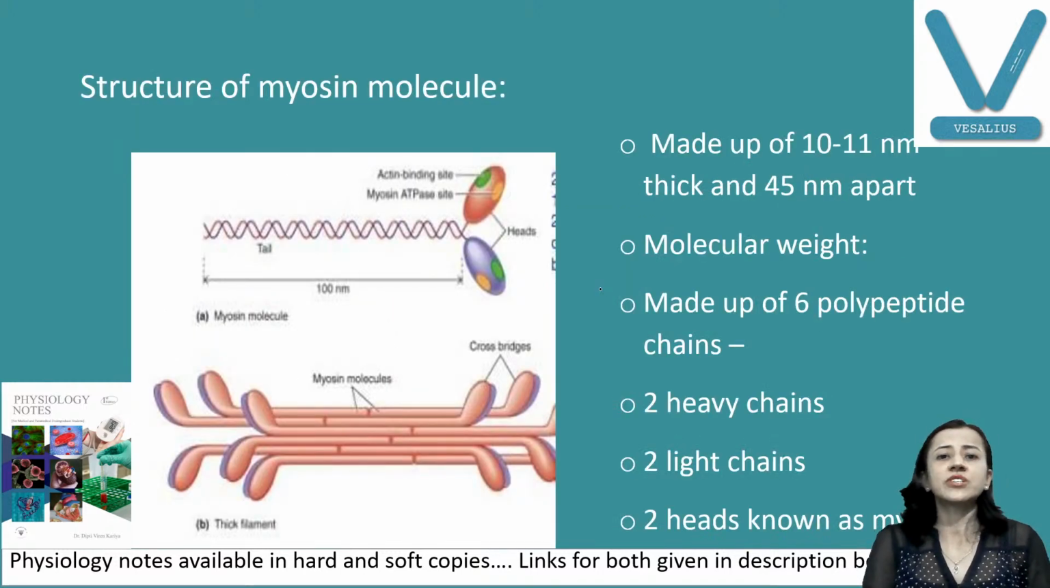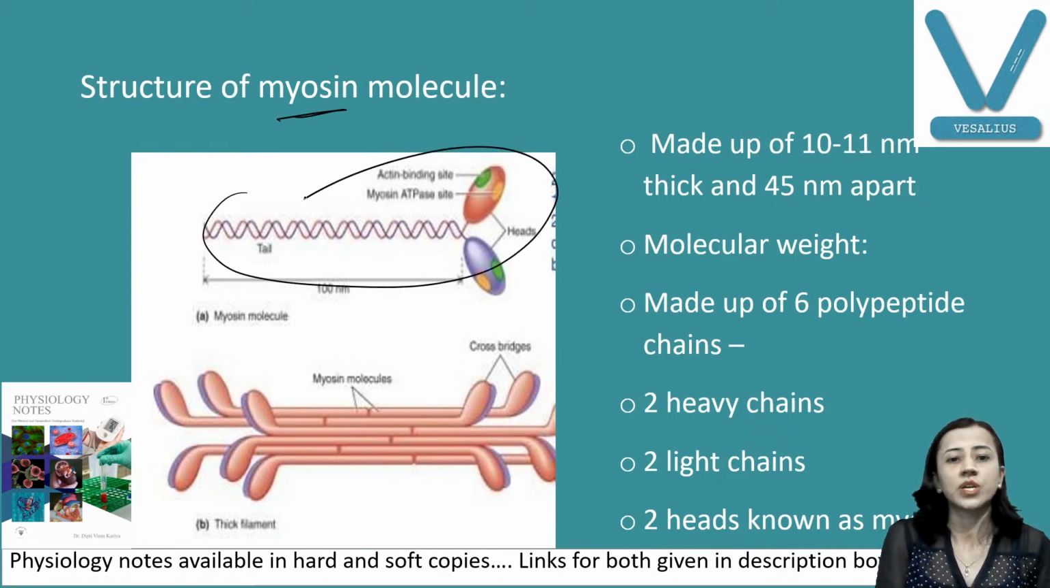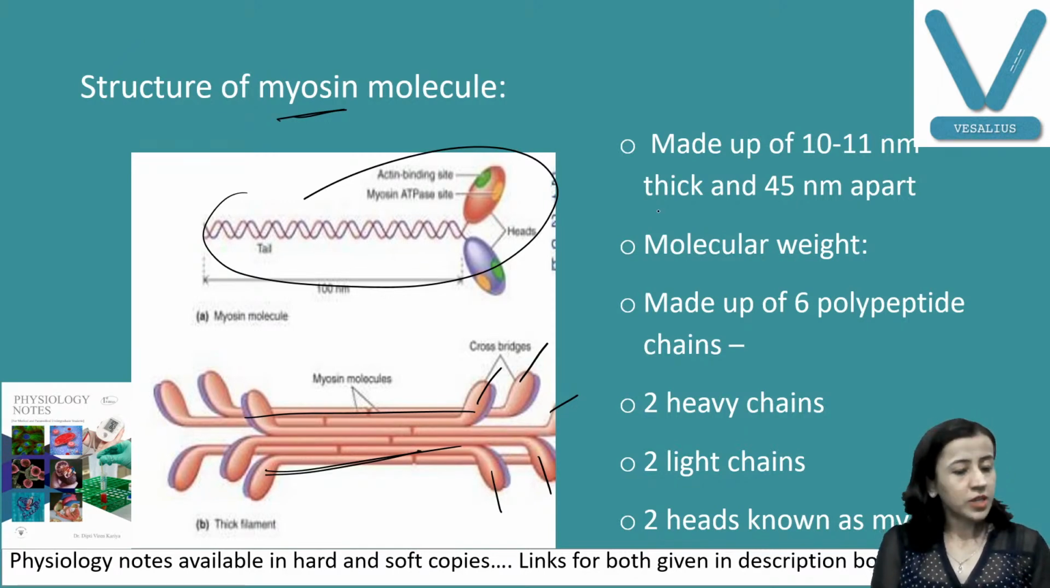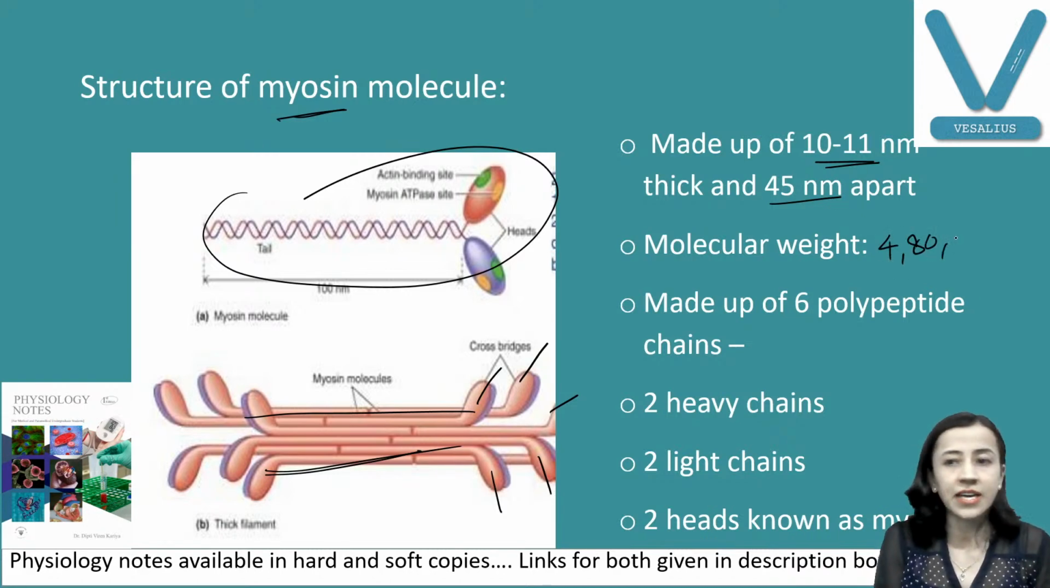Now we discuss the structure of the myosin molecule. You can see this is one molecule. You can see here multiple molecules. These molecules unite to form a filament. First of all, we'll discuss the myosin molecules, how they work. They are 10 to 11 nanometer thick and 45 nanometer apart. Their molecular weight, if you can remember, is 4,80,000.